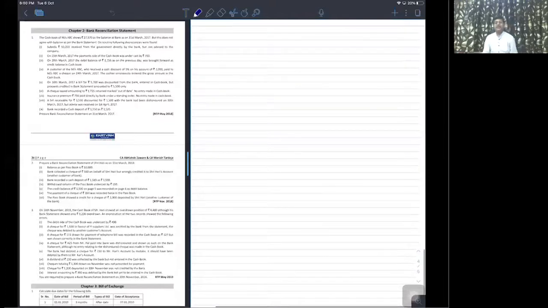Alright? Okay, the cash book of Messrs ABC shows 27,570 as the balance at bank as on 31st March 2017. But this does not agree with the balance as per bank statement. So the starting point is 27,570 as per cash book. On scrutiny, you find the following discrepancies. Subsidy 10,250 received from government directly by the bank, but not advised to the company. Not advised to the company means what? Not recorded in cash book.